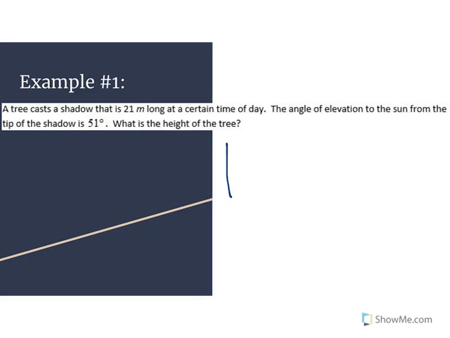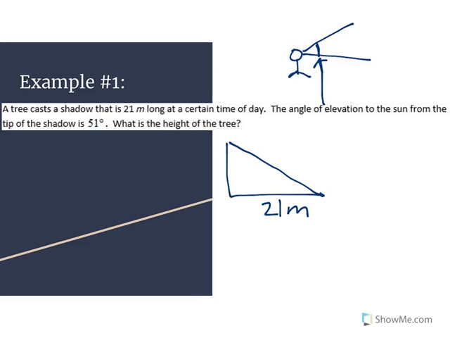So I'm going to start off by drawing my tree that casts the shadow of 21 meters long. The angle of elevation, meaning elevation, I'm from down below here and I'm looking up. So if you draw a little stick figure, they are down here looking this way and then they look up. So that's the angle of elevation right here. The angle of elevation to the sun from the tip of the shadow, so this is the tip of the shadow, up to the sun, and we have 51 degrees here.